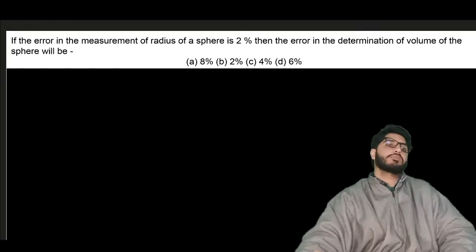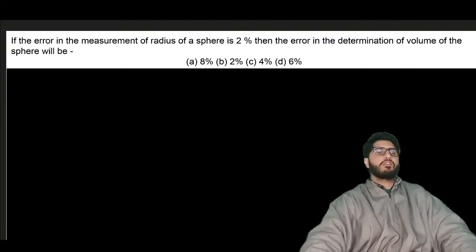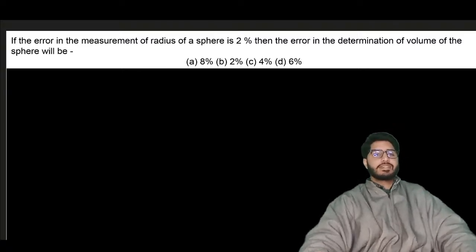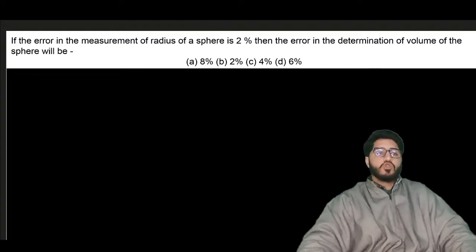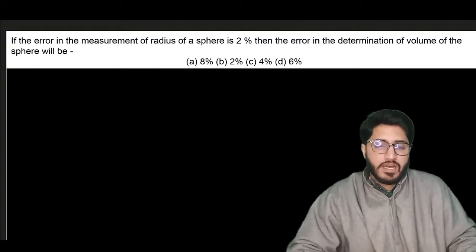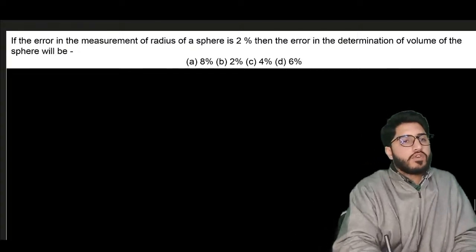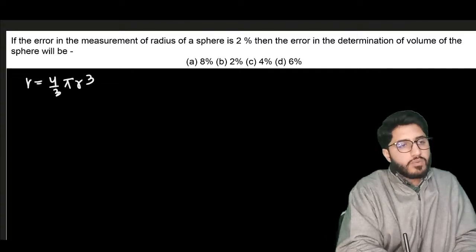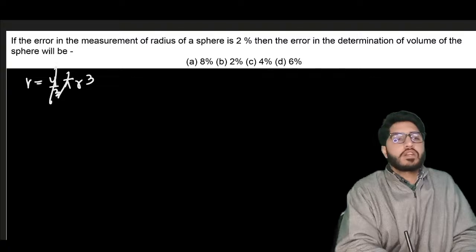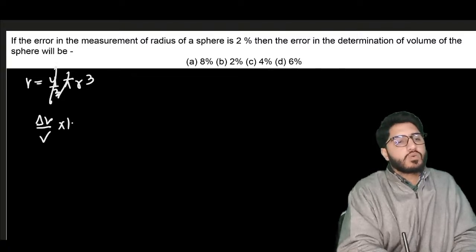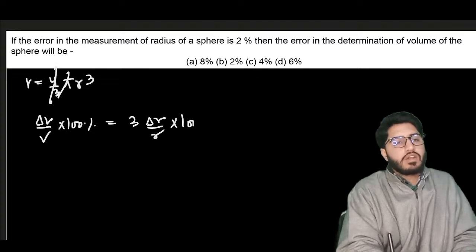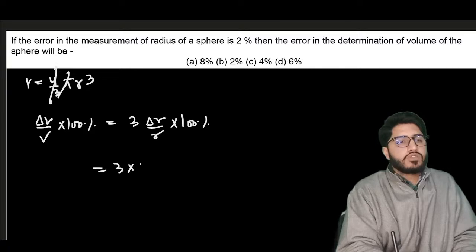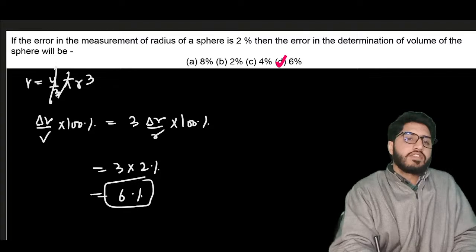In the same way, if the error in the measurement of the radius of a sphere is 2%, then what is the error in the determination of volume? So we have to find the error in the volume. First of all, what is volume? Sir, volume is 4 by 3 pi r cube. 4 by 3 is constant, no error. Pi is constant, no error. So I can write delta V by V into 100 comes out to be 3 times delta R by R into 100. Delta R by R into 100 is given as 2%, right? So it is 6%. My answer is 6%. Easy.